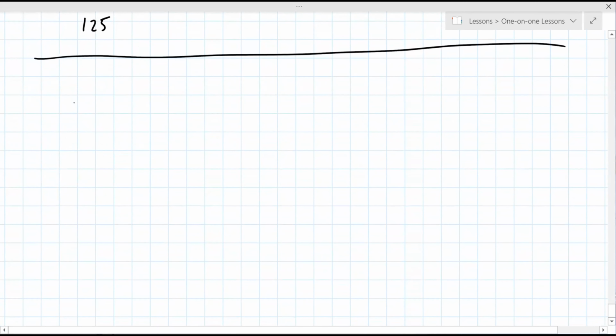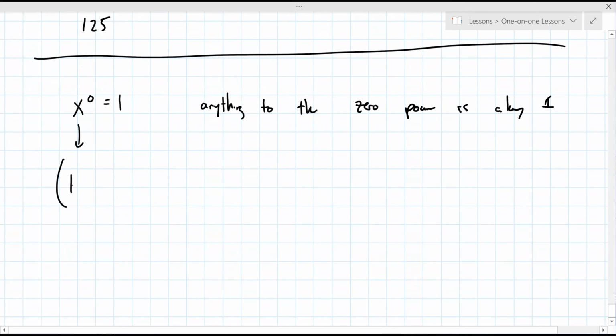The rule is anything to the 0 power is always 1. So I like words. Anything to the 0 power is always 1. So what your instructor is trying to do is saying, okay, well, let's put a bunch of stuff that the students have never seen before, but let's put it to the 0 power.